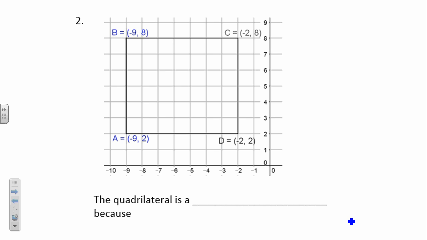So we graph this. Now, what do we suspect it is? A square. What else could it be? A rectangle. Okay. So those are the most concrete, the most specific things that it could be, right? So how do we know if it's a rectangle? All right, so diagonals are congruent, 4 right angles, and 2 pairs of congruent sides, right?